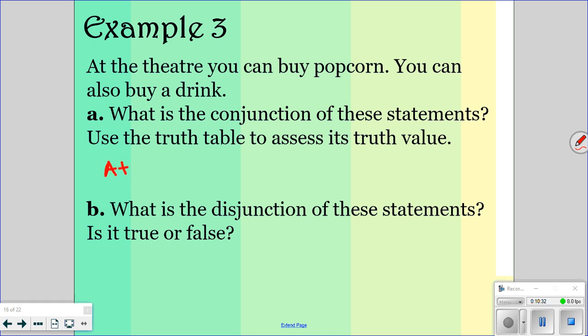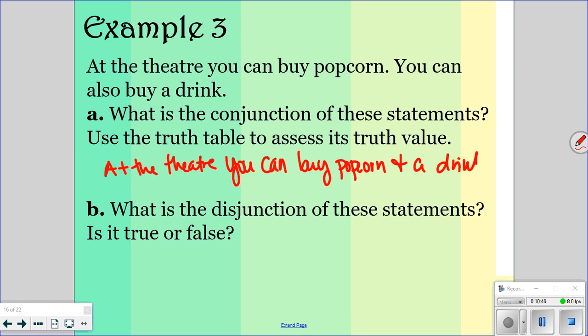At the theater, you can buy popcorn and a drink. We're going to do the truth value in just a second. What is the disjunction of these statements?